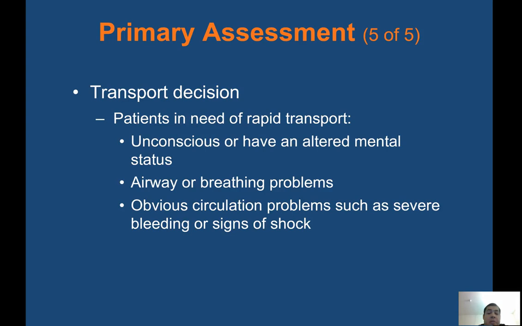Okay, transport decision. Patients in need of rapid transport, unconscious or have an altered mental status. Airway or breathing problems. Obvious circulation problems such as severe bleeding or signs of shock. So, patients in need of rapid transport are going to be going code 3 to the hospital, lights and sirens.